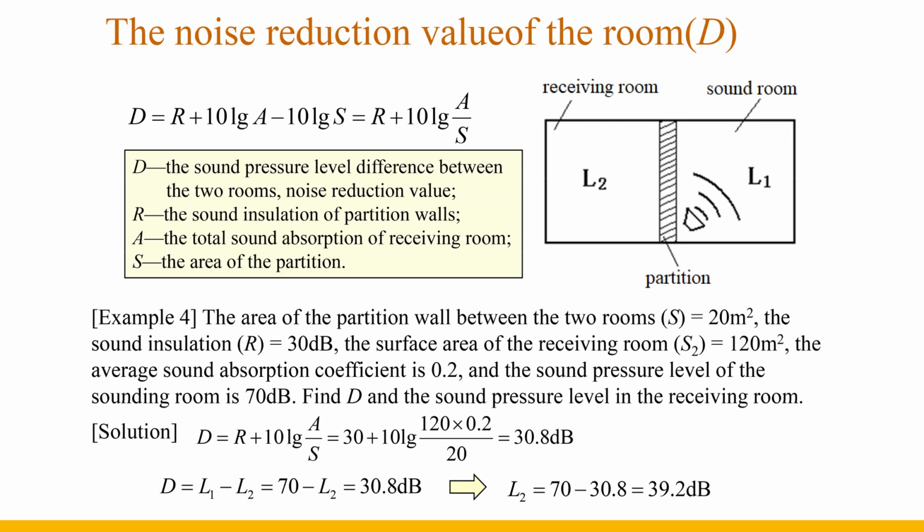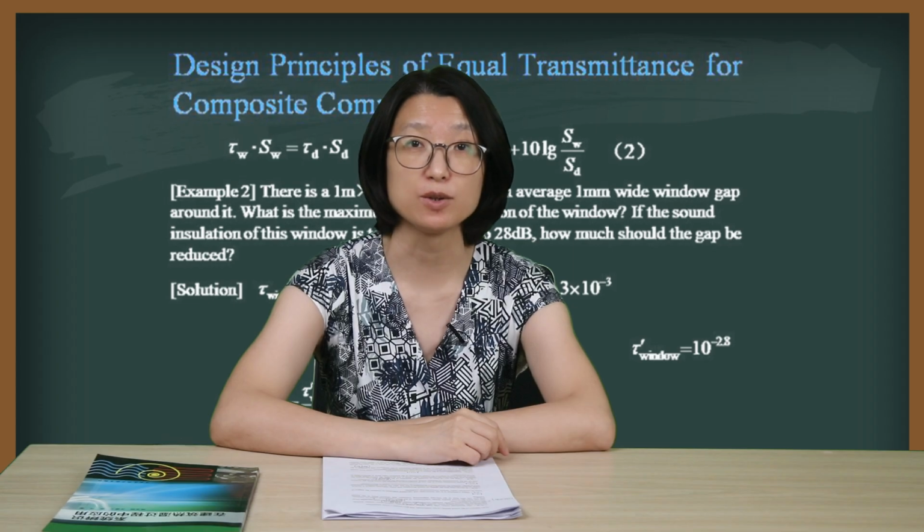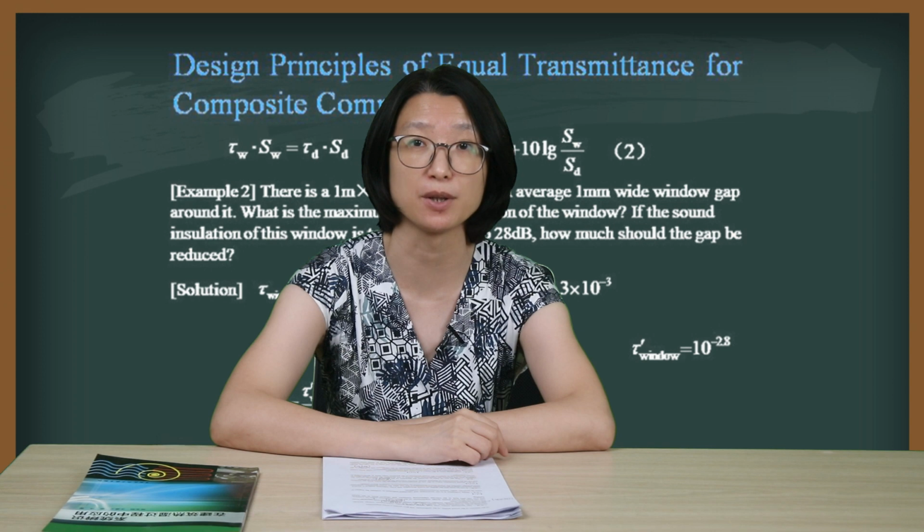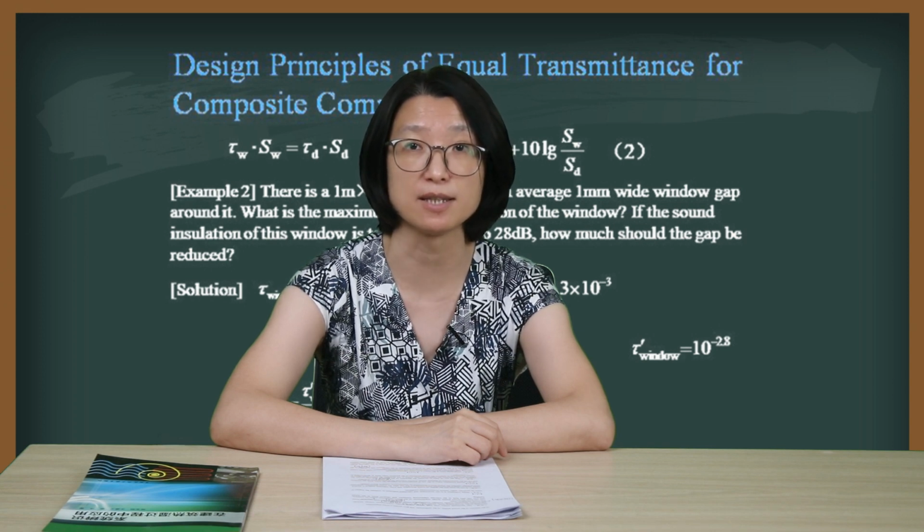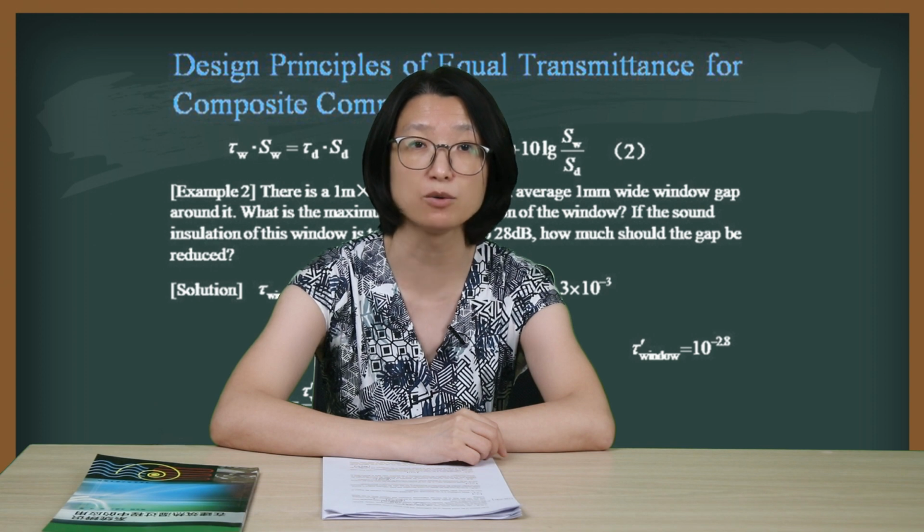It can be seen that the sound insulation of the partition wall has the greatest effect on the noise reduction of the room. Using the law of mass to increase the thickness of the partition wall will occupy the building area and increase the construction cost, which is not desirable. So please think about it. What is the best way to improve the sound insulation of the partition wall? How to design? How to choose materials?